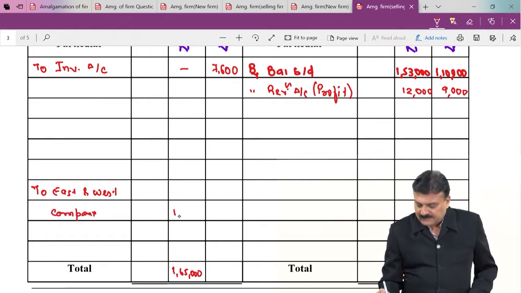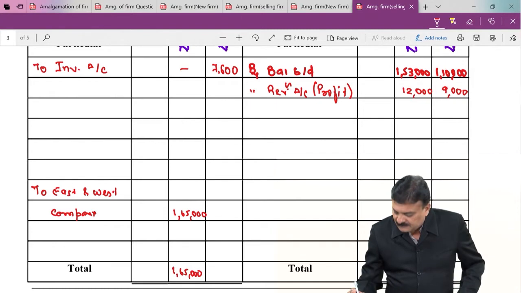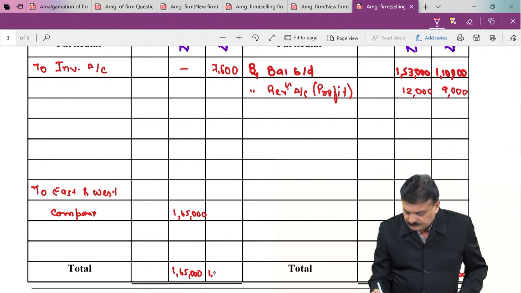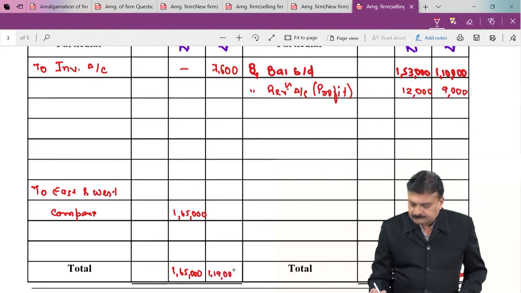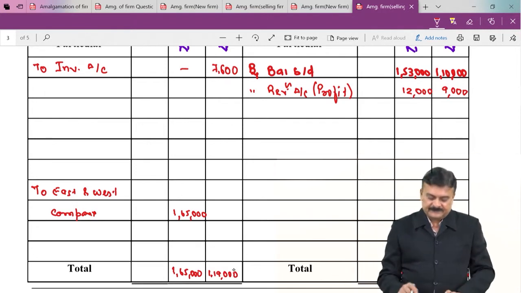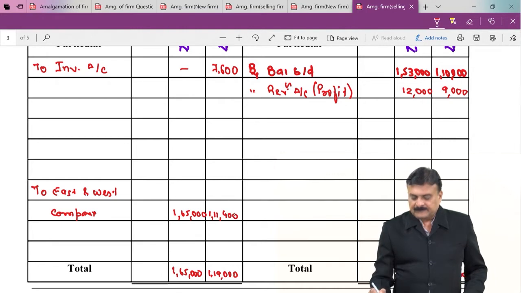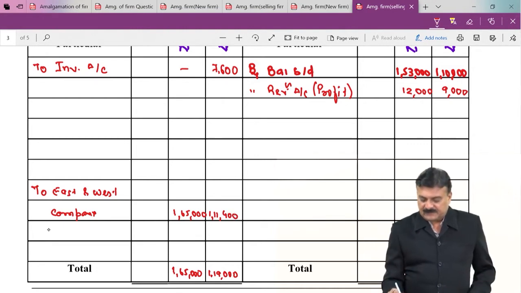Amount will be 1,65,000. Second firm, it is 1,10,000 plus 9,000 to give you 1,19,000 minus 7,600 for taking over investment by him. So 1,19,000 minus 7,600, so 1,11,400 to East and West Company. This is my balancing figure.